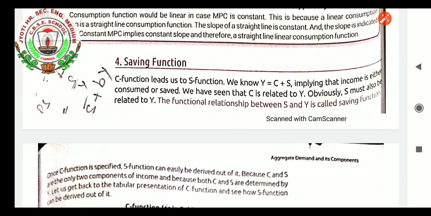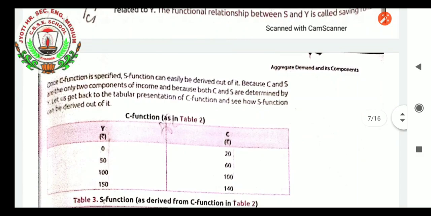So as income increases, definitely the saving habit of the people will also increase. That is why it is said that there is a functional relationship between S and Y, and that function is known as the saving function. Once the C function is specified, the S function can easily be derived from it, because they are connected through Y equals C plus S, as we have seen. If we know Y and C, we can easily find S. If C is known and income is known, we can derive S from that.